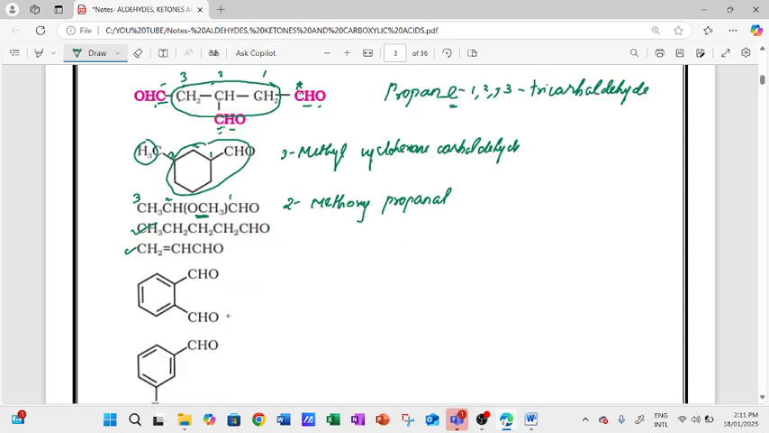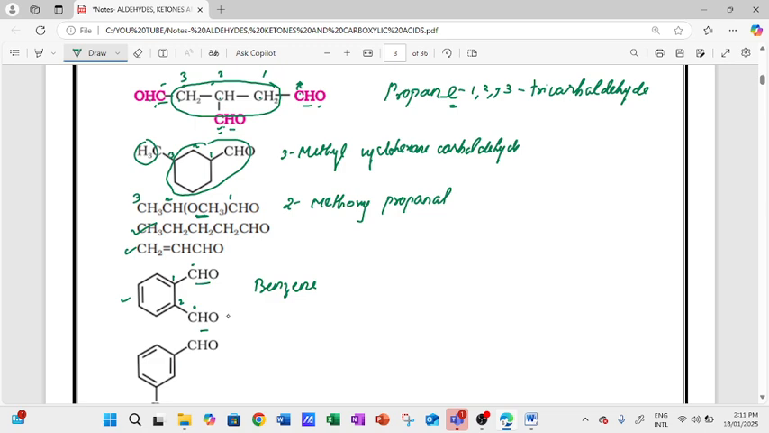And in this benzene compound, there are 2 aldehydes. When we are counting the aldehyde, we are not counting these 2 carbons with the benzene. So we'll use the word carbaldehyde, 2 times, in position number 1 and 2. So benzene-1,2-dicarbaldehyde. I hope you are understanding.